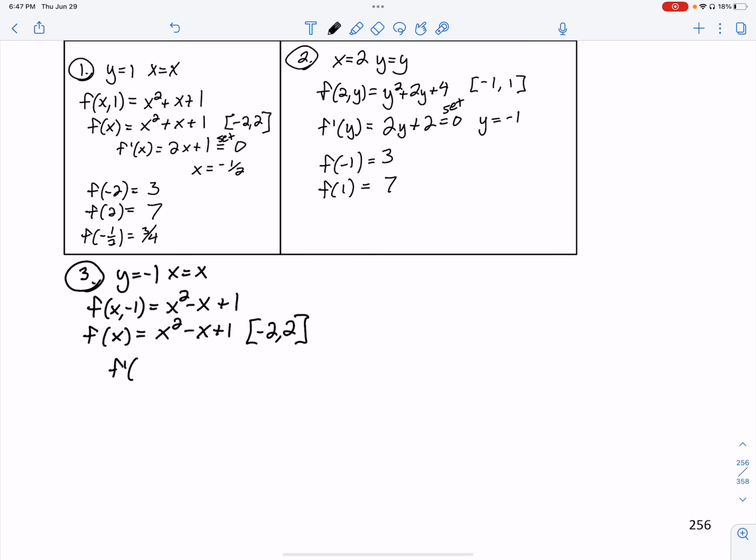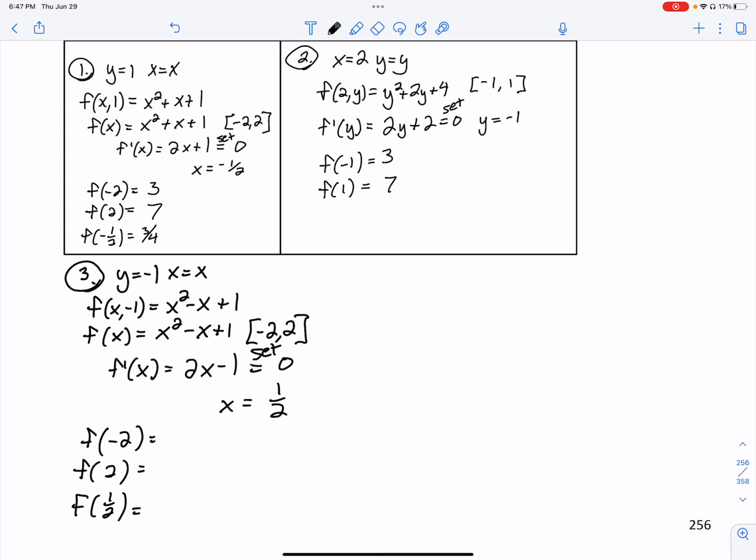So using Calc 1, we'll find our first derivative. We set it equal to 0. So x is equal to 1/2. So we're going to plug in now -2, 2, and 1/2 into our function there. So plugging in -2, I got 4 plus 2, 6, 7, okay? Plugging in a positive 2, 4 minus 2 is 2 plus 1 is 3.